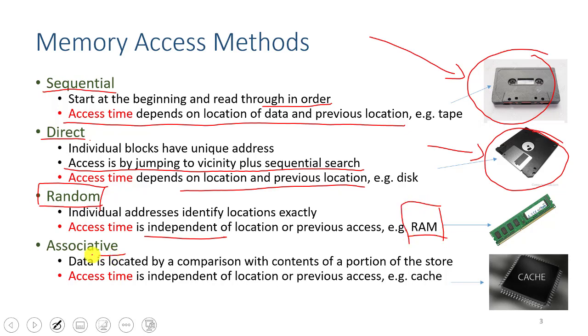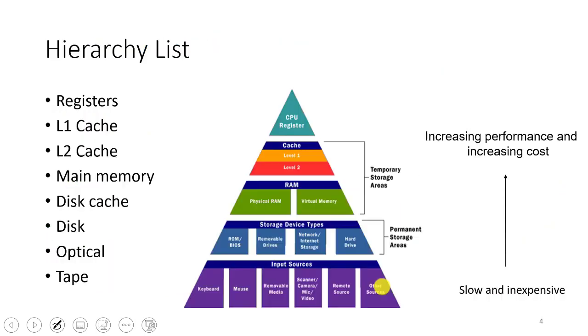The last type is associative, and this is a special type of access which is used by cache memory. The access time is independent of the location of the previous access, which makes cache memory quite a fast memory to use. Now, next is the memory hierarchy.